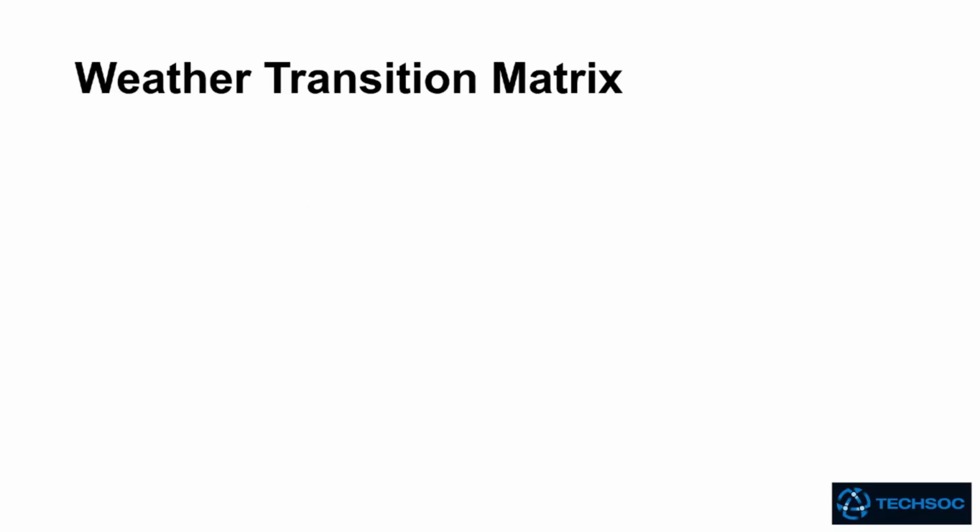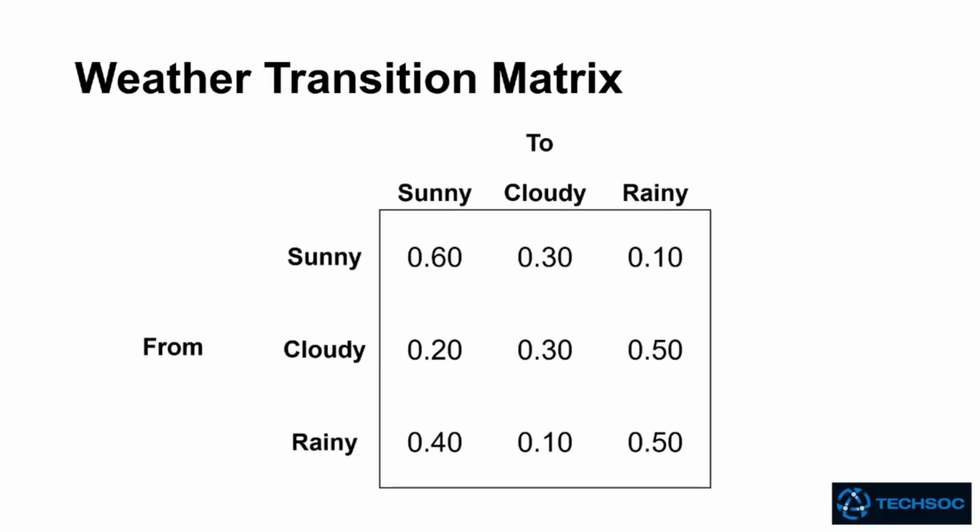And let's take a look at that weather transition matrix now. We go from sunny, cloudy, or rainy using the probabilities that we see here. So for cloudy, and this is the middle row, then 20% chance of sunny the next day, 30% cloudy, and 50% rainy. And the other probabilities are what I described before.